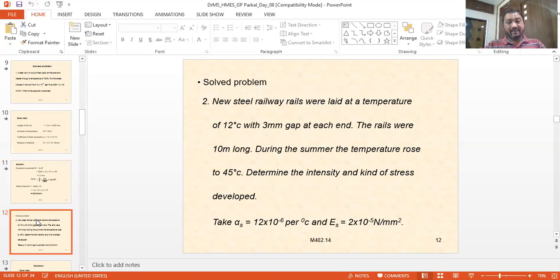Now here the initial temperature and final temperature are provided, and we are supposed to find out the intensity and the nature of stresses developed in the bar. Now for this, firstly we have to write down the problem.